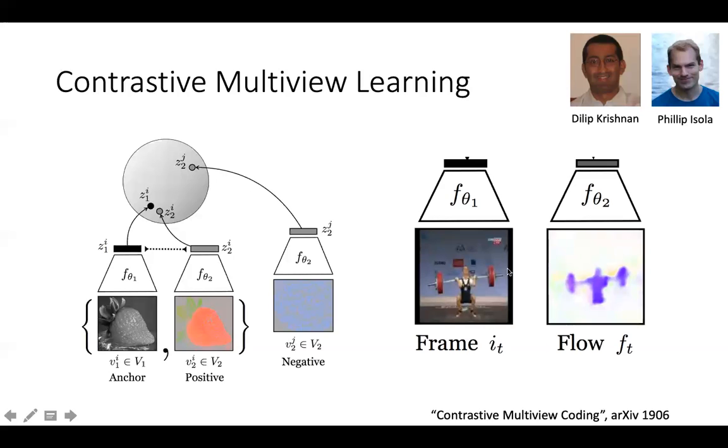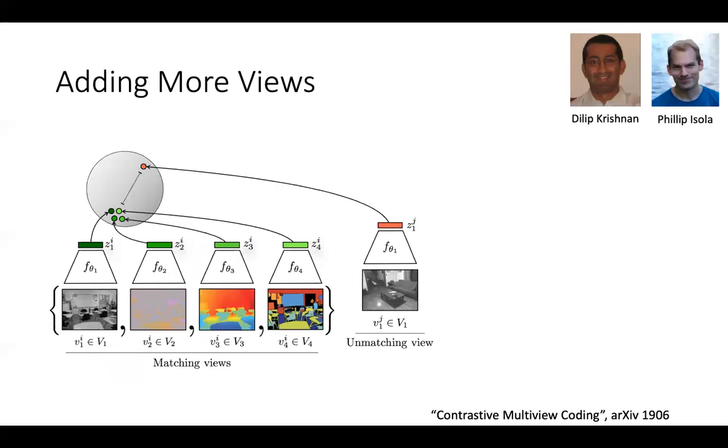And of course, you can use RGB as one view and optical flow as the other view, and you do contrastive learning. And we can use this and outperform other methods on UCF 101 using the same backbone architecture. And of course, you can go beyond two views. You can have multiple modalities at the same time.